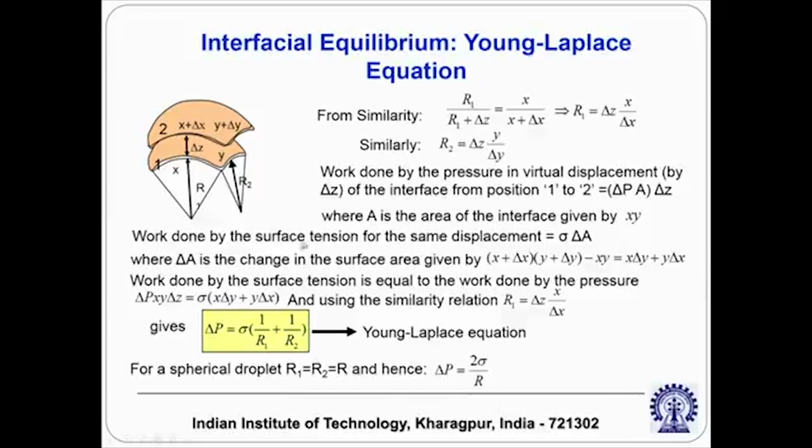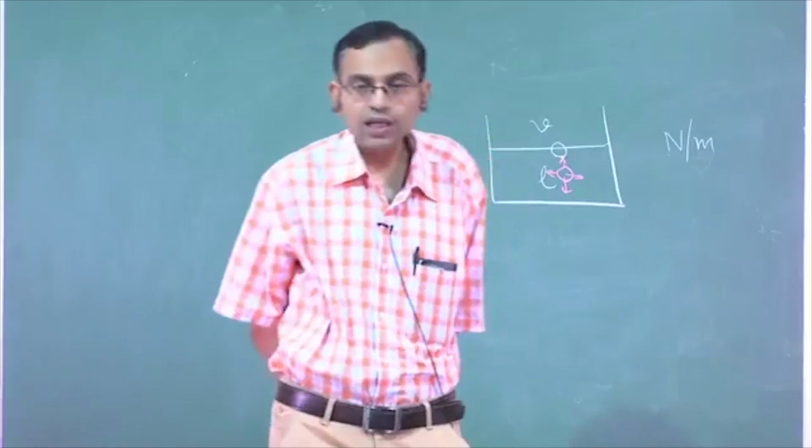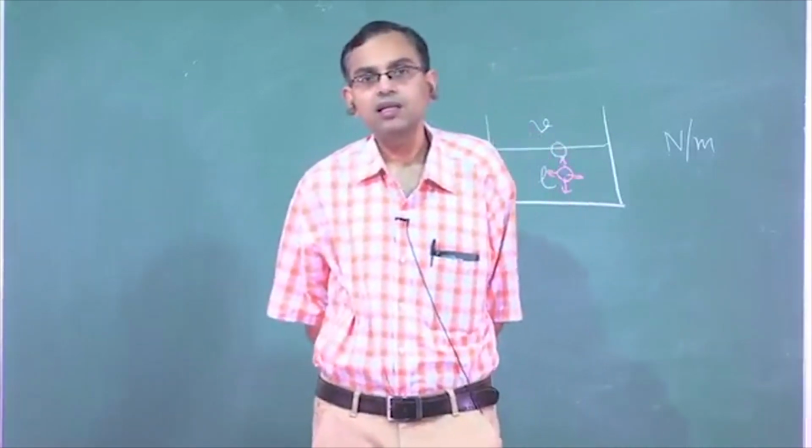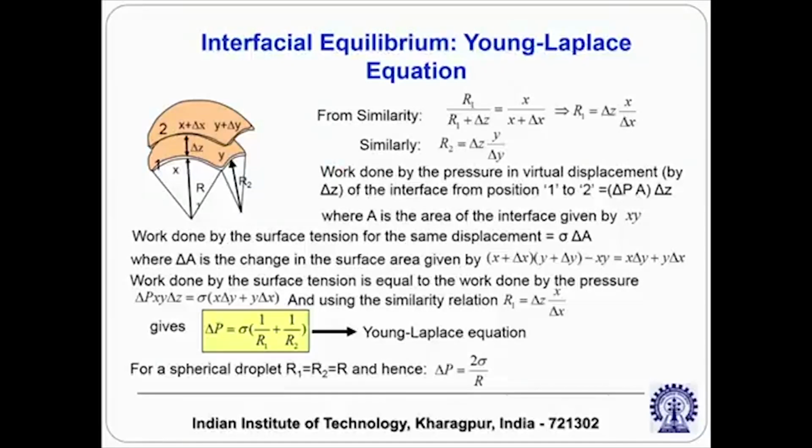So, here in this equation, if you divide it by x y delta z and then use this expression of r1 and r2, you will simply get delta p is equal to sigma into (1 by r1 plus 1 by r2), where sigma is the surface tension coefficient. So, what does this equation relate to? Of course, this is a very famous equation; in elementary physics most of you have studied it. This is called the Young Laplace equation.